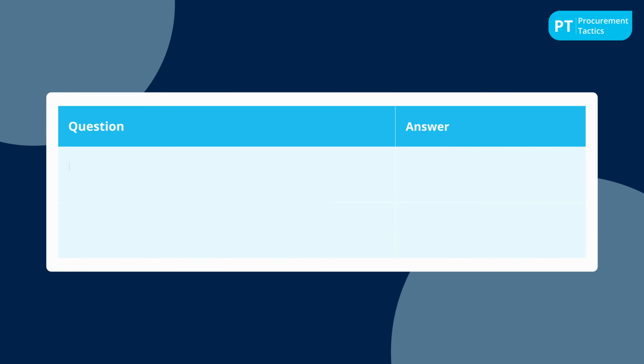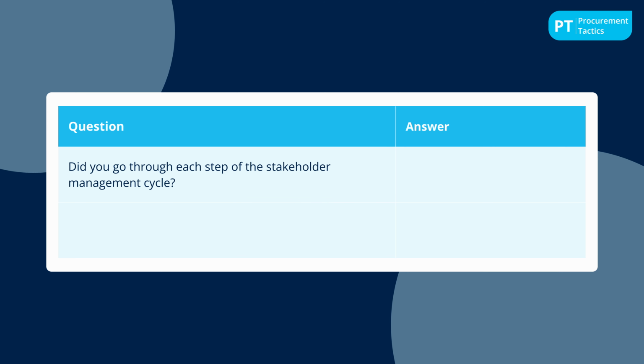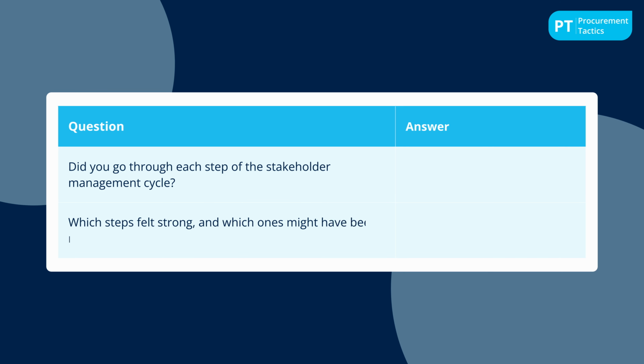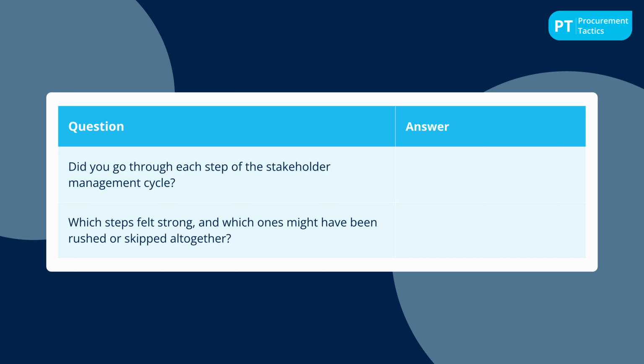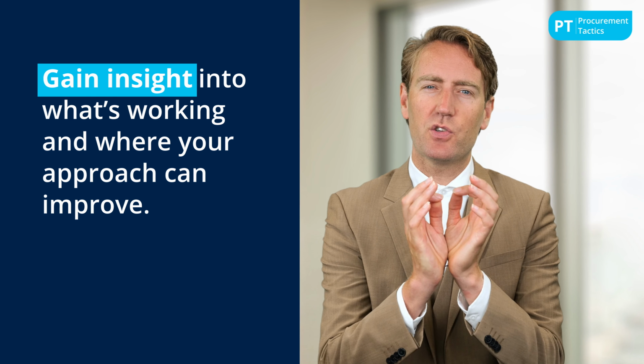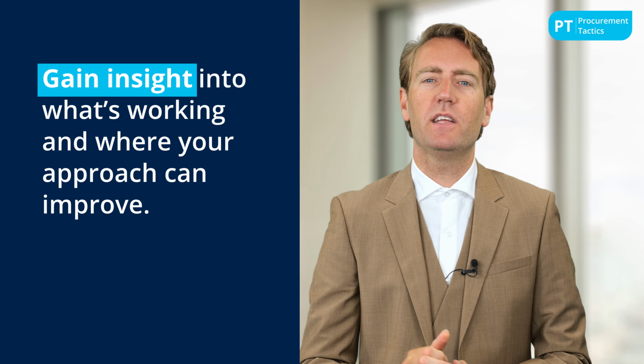The team at Procurement Tactics created a template for you to think about: did you go through each step of the stakeholder management cycle in your latest projects? Which steps felt strong and which ones might have been rushed or skipped altogether? Successful stakeholder management is a result of following a complete and consistent process. Skipping steps or rushing through them often leads to failure. By reflecting on how well you followed the cycle, you'll gain insights into what's working for you and where you need to improve. Write down one step where you think you could improve and how that would have helped the outcome.